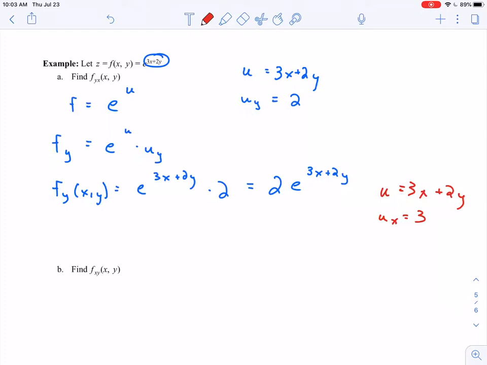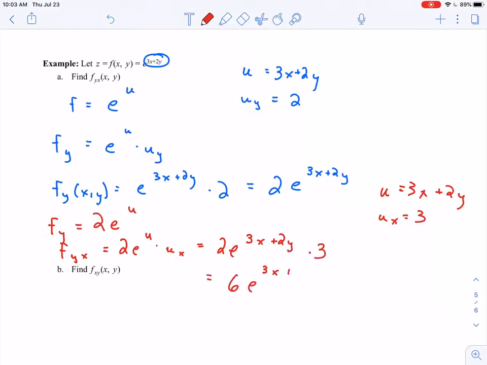So if you need to, take a moment here and say, okay, f sub y, this is really equal to 2e to the u. So the derivative, f sub yx, is going to be 2e to the u times u sub x. So this is 2e to the 3x plus 2y times 3, or 6e to the 3x plus 2y power. So here's that second order partial derivative that I was looking for. This is f sub yx of x, y. Holy moly.